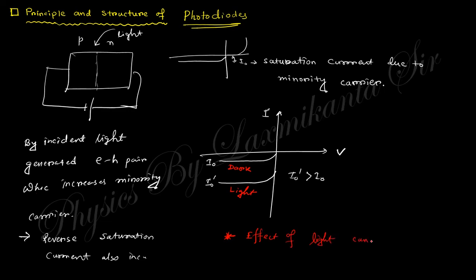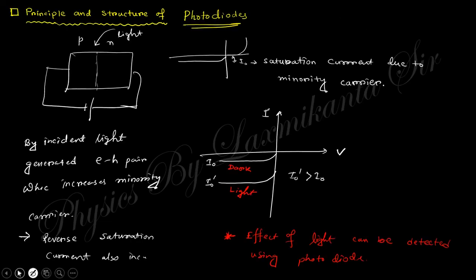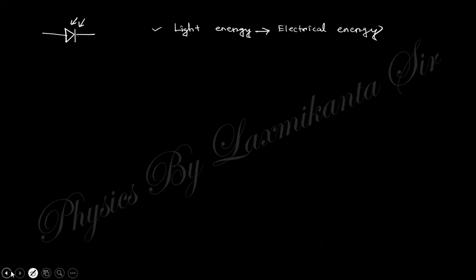The effect of light can be detected using the photodiode. The circuit symbol of the photodiode will be like that. Here the light is incident on this diode and produces current. So here you can see this is the light energy, and the light energy is converted into electrical energy. This is the energy conversion of the photodiode, and this is the circuit symbol.